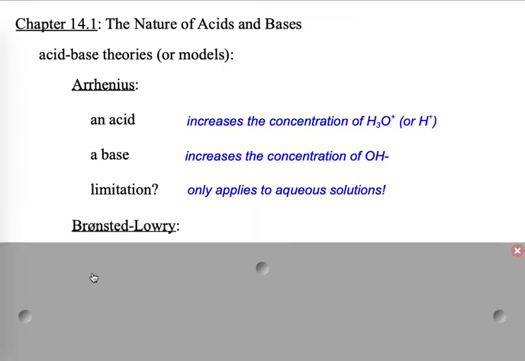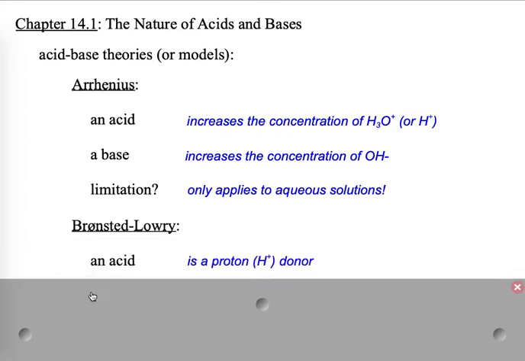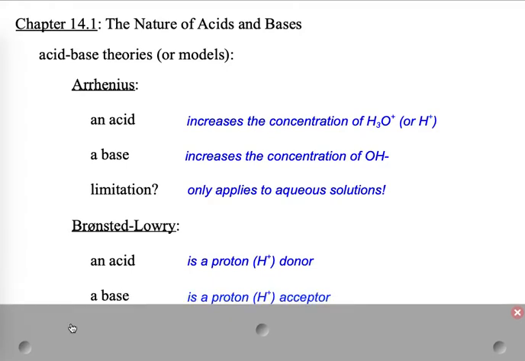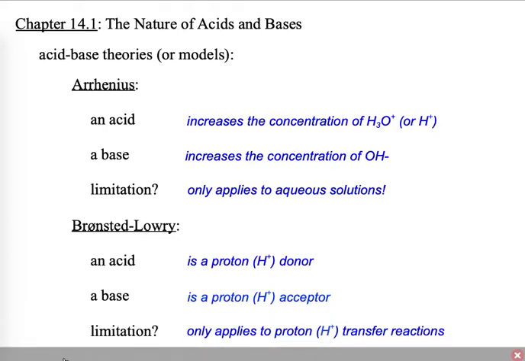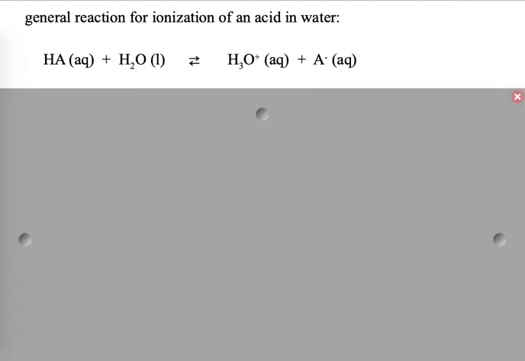A more general theory or model is the Bronsted-Lowry theory. And according to Bronsted and Lowry, an acid is a proton donor. So if in a chemical reaction a reactant gives away H+ to another reactant, it is the acid. The base, on the other hand, is the substance that accepts or receives H+. The limitation of this model is that it only applies to proton transfer reactions. Still, these two models will encompass the great majority of acid-base reactions we'll consider. The third model, the Lewis model, we'll talk about towards the end of the unit.